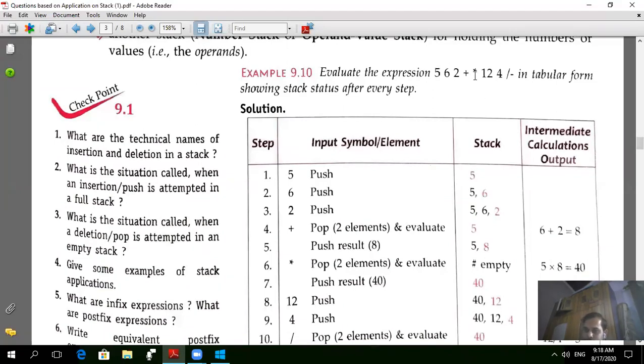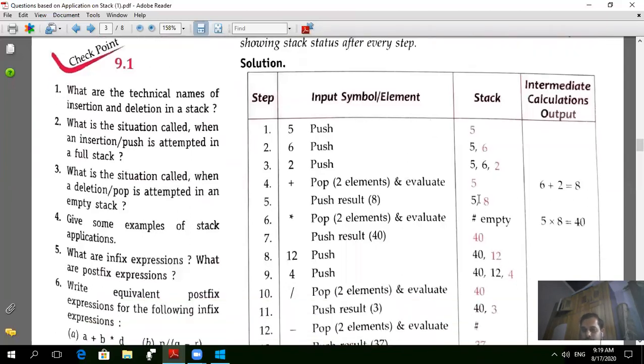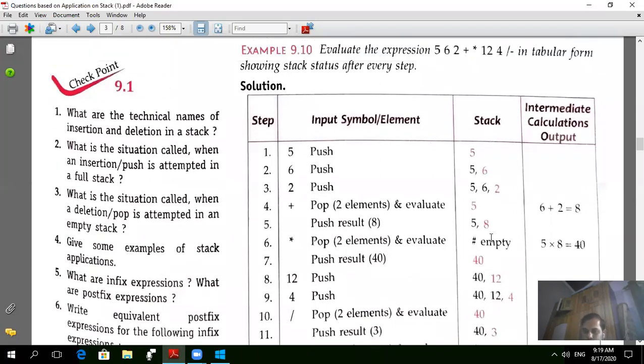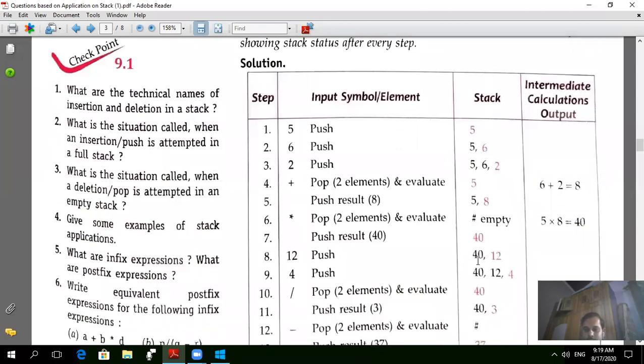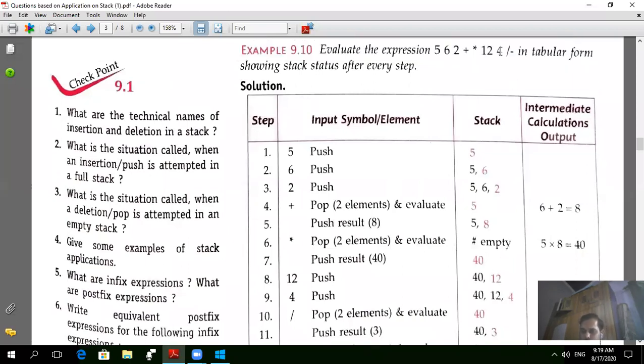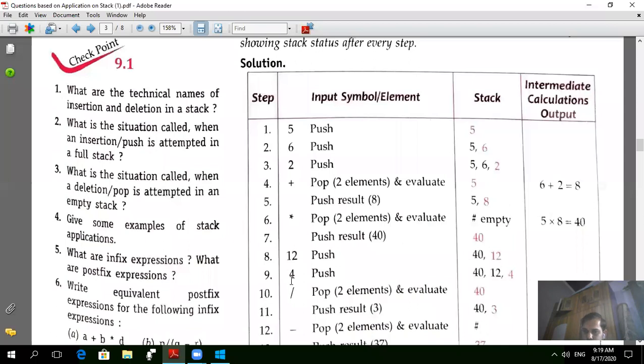Then the multiply sign. Again we need 2 operands: pop 2 elements, evaluate and push the result. So 5 and 8 multiplied, the result is 40. You have to push 40 into the stack. Clear? The value is 40. Then 12 is an operand, you have to insert 12 into the stack. So 40, 12. Then 4, you have to insert into the stack.